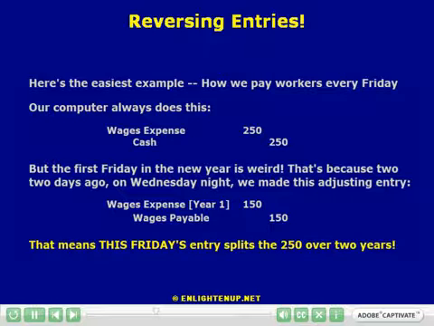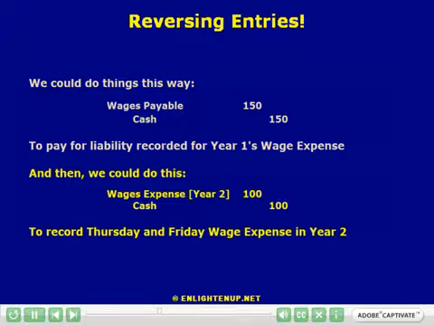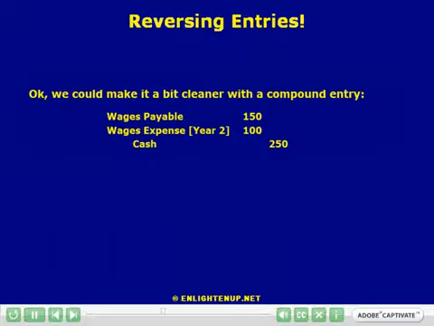Now Friday, we have to unbundle the $250 into 2 pieces. We could do it in 2 steps. First, we could pay the liability. Then, we could record 2 days of wage expense for year 2. We could clean it up a little bit by making a compound entry, instead of making 1 entry for the payable and another for wage expense in year 2.